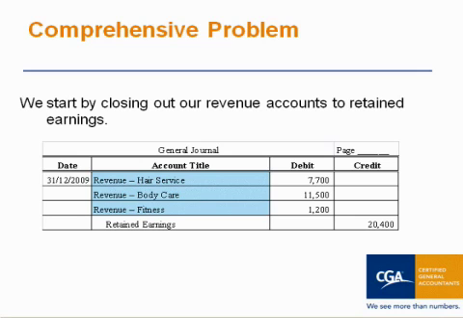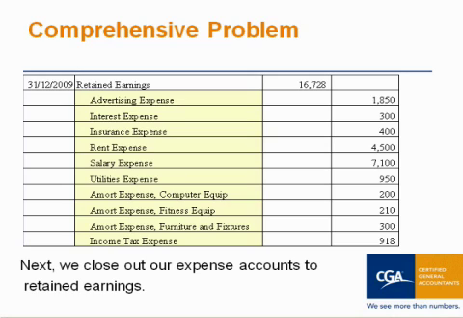And the sum of those three accounts will be posted to retained earnings, and retained earnings has a natural credit side, so we're going to increase retained earnings by $20,400. We have to do the same thing with the expense accounts.